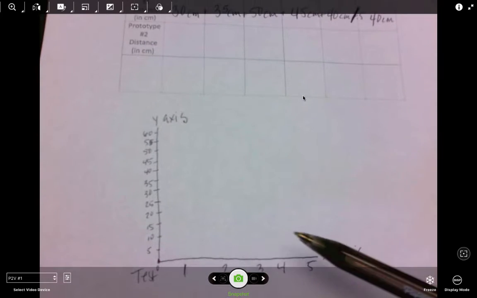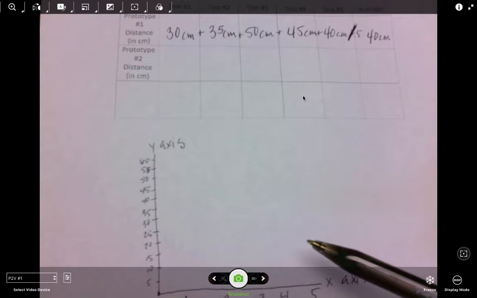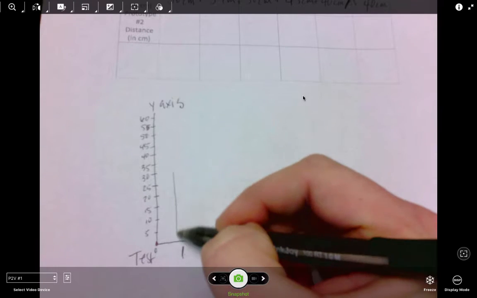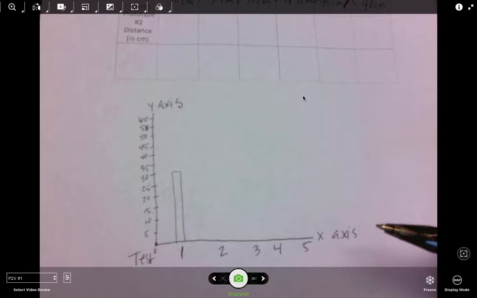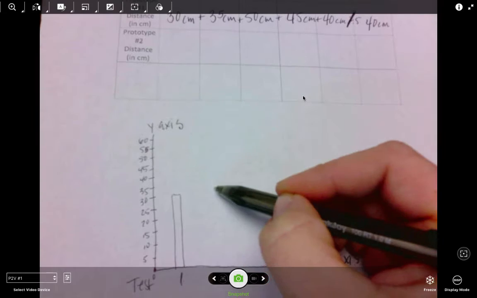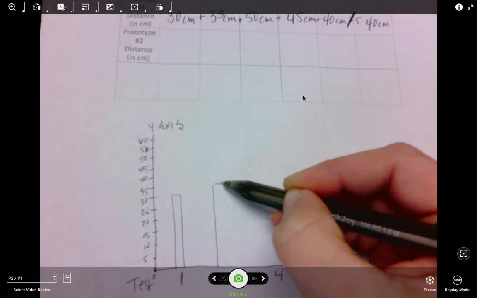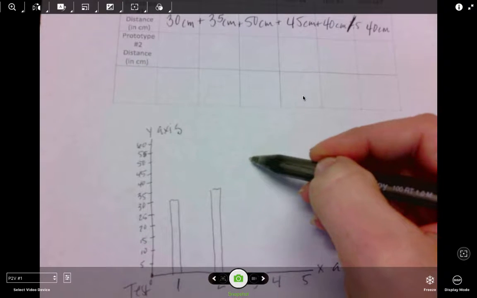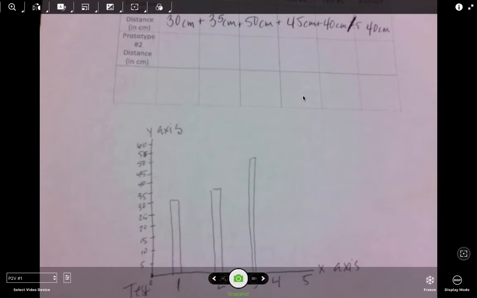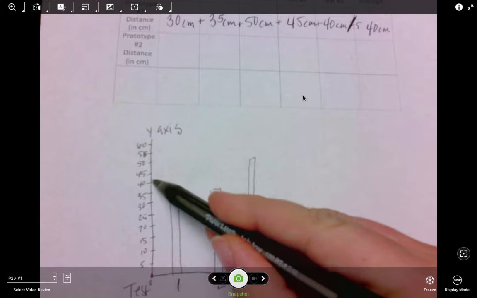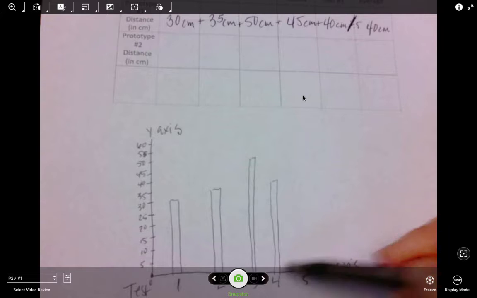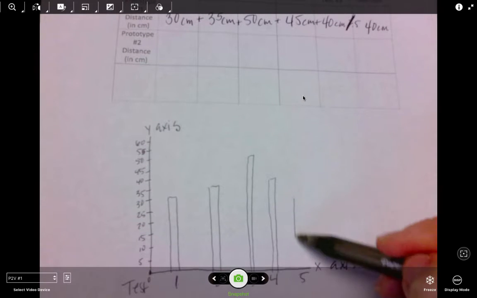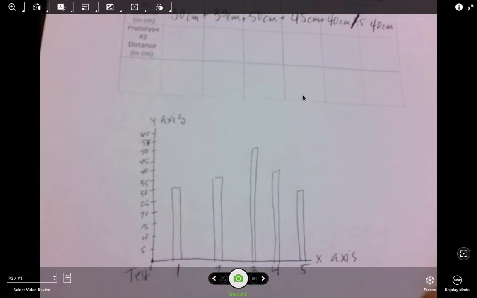Then you have a couple of different options. You can do a bar graph or a line graph. Let's say my first one is 30. If I'm doing a bar graph, then I will go over to the 30 and make my bar over test 1. My next one is 35, so I'll come across and make my bar on 35. Test 3 is 50, so I'll make my bar on 50. Test 4 is 45, so I'll make my bar on 45. And test 5 is 40, so I'll make my bar on 40. This is my graph of my data.